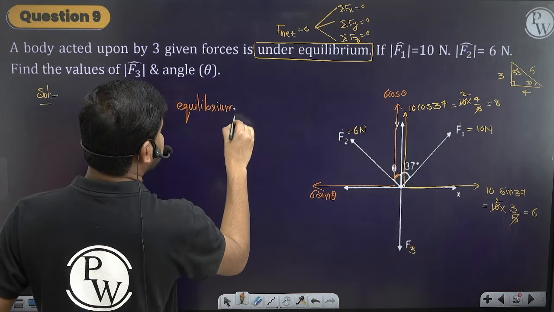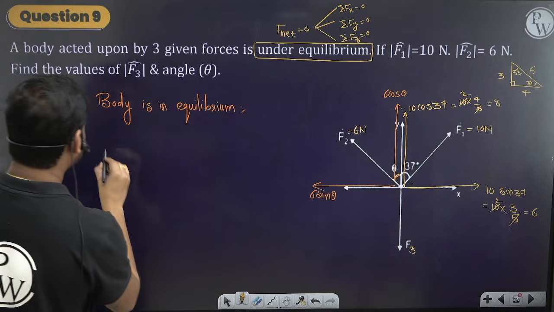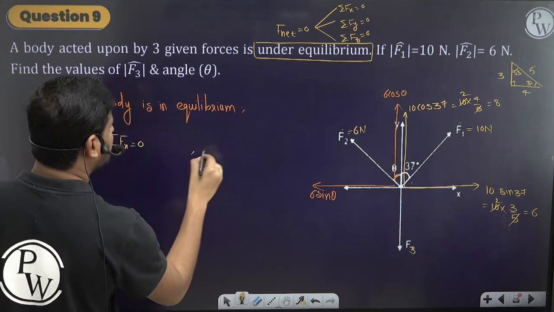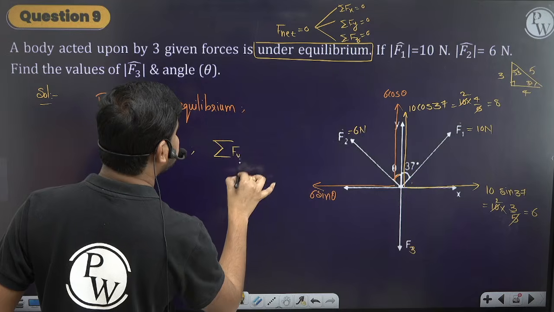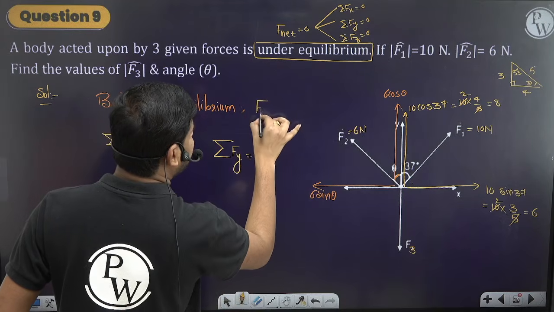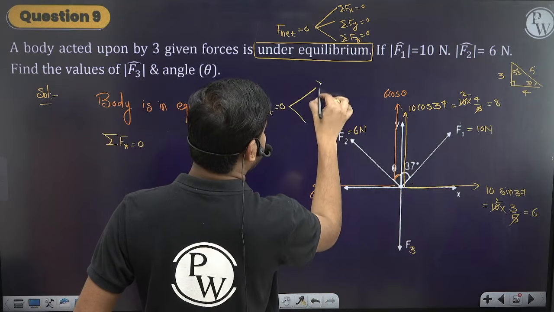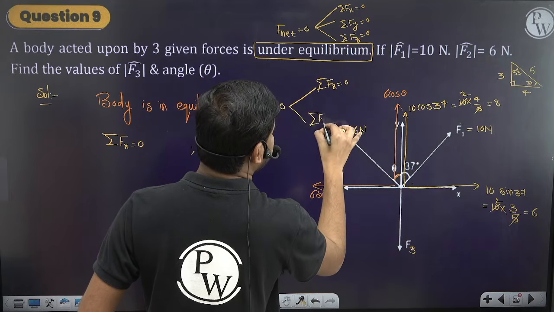So the first thing is, if the body is in equilibrium, then the sum of the forces in the x direction should be equal to 0, and the sum of the forces in the y direction should be equal to 0. So the F net on the body is 0. F net means only x and y direction forces are there. That's why the sum of the forces in the x direction should be 0, and the sum of the forces in the y direction is 0.